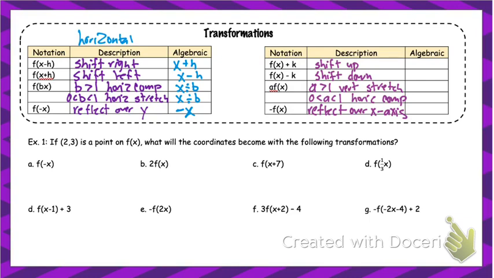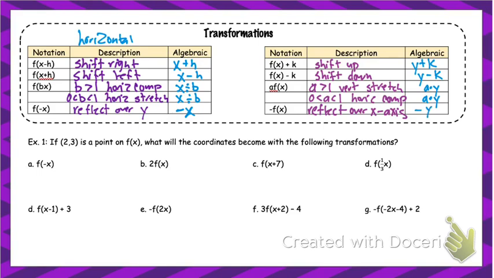So algebraically, these are going to change our y-coordinates, and the x-coordinate is going to be the same. We don't need to worry about changing anything. So we're going to add k to the y-coordinate if it's going up. We're going to subtract from the y if it's going down. We're going to multiply, and we're going to make it negative.